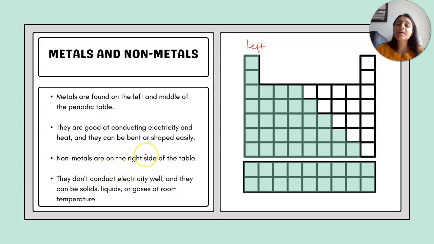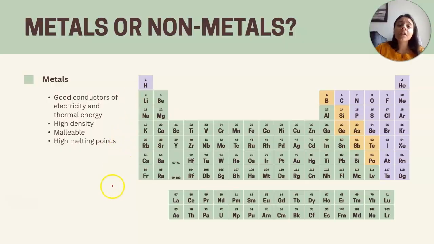Non-metals are present on the extreme right side of the periodic table. They do not conduct electricity and they can be solid, liquid or gases at room temperature. Remember this. We have already studied the metals. Now you can see the metals on the left hand side. These are considered as the metals, all the green ones. In the middle also, these are metals. Now when you go to the extreme right, they are considered non-metals, as you can see in the lavender or purple color.